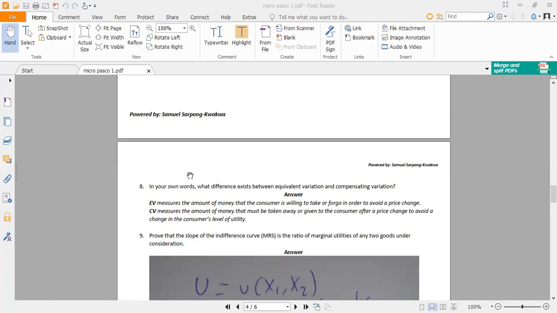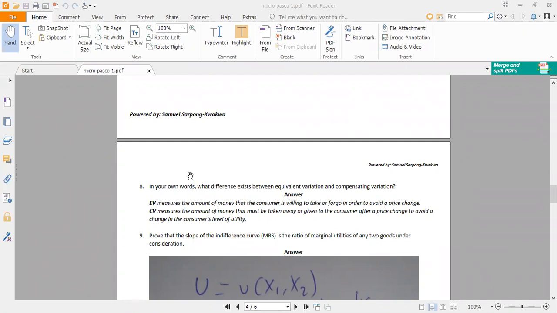Then don't increase the price, but rather reduce my income level, which will result in the same reduction in welfare. So you deducting from my income is equivalent to increasing price. That's why we call it equivalent variation. Okay, so the amount of money that the consumer is willing to forego just to avoid an increase in price. When you increase price, the effect is the same as when you reduce the person's what?